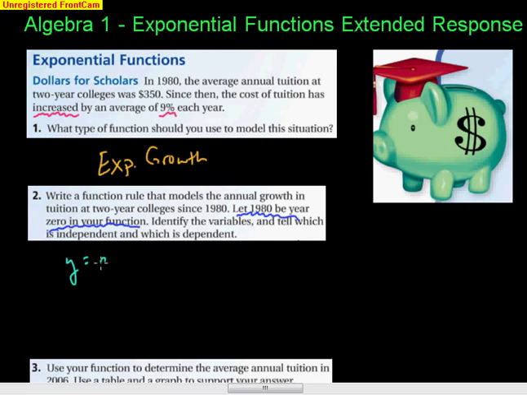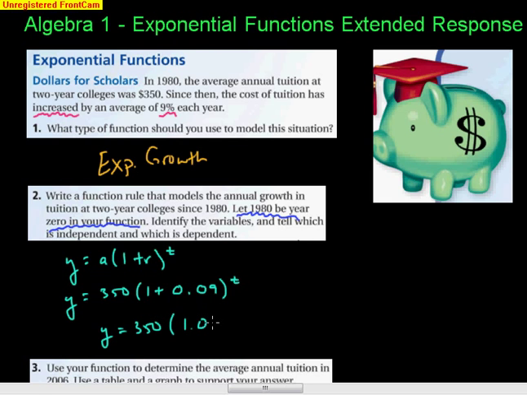y equals a(1 plus r) to the t. So I need to replace a and r with what they are. So y equals, a is this cost right now of $350. 1 plus r is my rate of 9% written as a decimal. Remember, that's a single digit decimal, so put a 0.0 in front of it, so 0.09 to the t. And then I'll add those two together to get y equals 350 times 1.09 to the t. And there's your function.